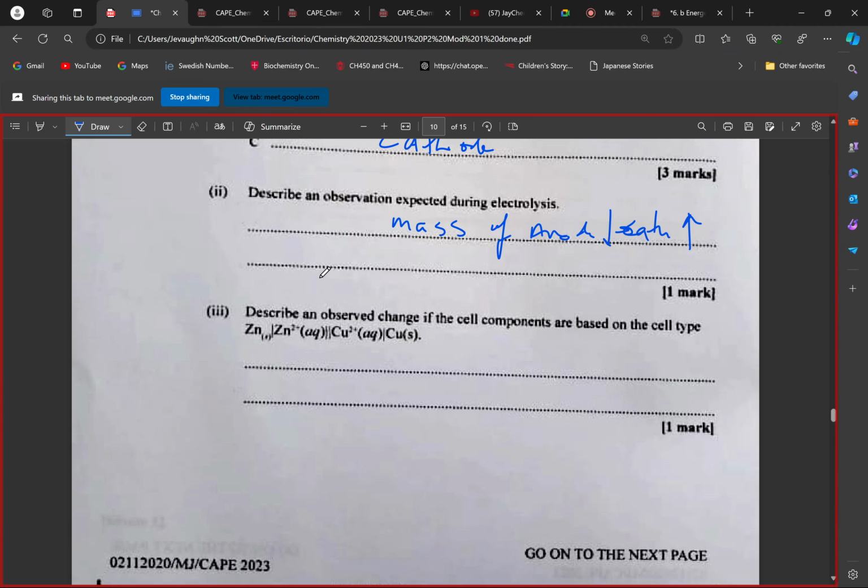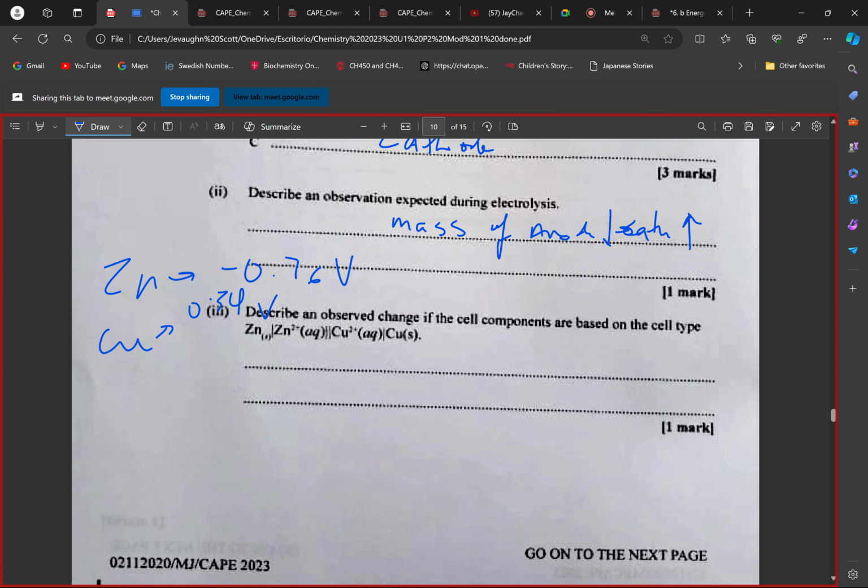Okay, let me write it down, because in your booklet you should be able to get this information. For zinc, we have negative 0.76 volts, and for copper, something like a positive 0.34 volts. So which one is the anode? Which one is the cathode? Copper is the cathode and zinc is the anode.